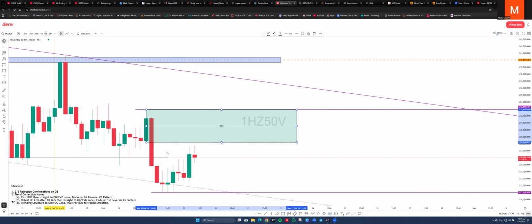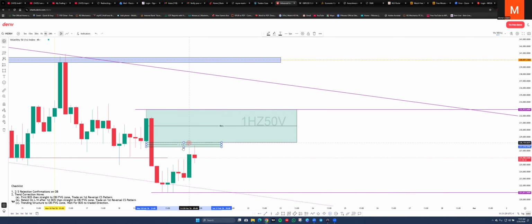So I could cater for the fair value gap that is here. Pardon me, please. I'm still trying to get this thing sorted out. Almost. Yep, done. Okay.